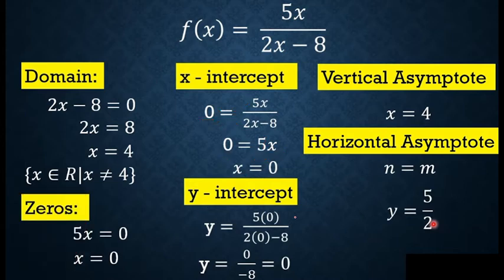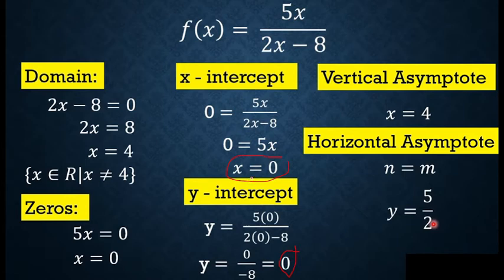Next, in the y-intercept, okay, if you want to get the y-intercept, yung x, you need to replace by 0. Replace ng 0 yung x natin. So 5 times 0 over 2 times 0 minus 8. Yung mga x variable natin dyan. Okay, 5 times 0, 0. Over negative 8, 0 divided by negative 8, so equals 0. So yung x-intercept natin is 0 po, and the y-intercept is 0.